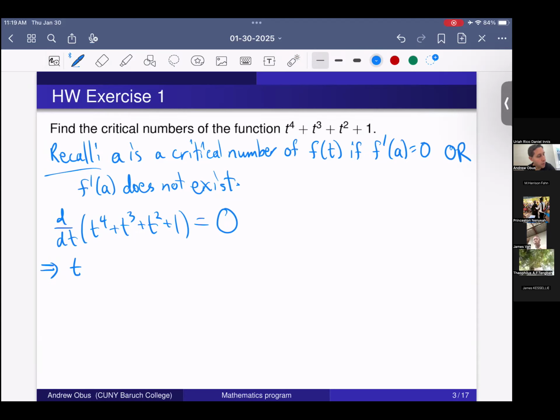Okay, I don't want the answer yet, right? It's too early to skip to the answer here. Let's do it step by step, right? We have to set this derivative equal to 0. So that means we have to take the derivative here, right? So what is the derivative first of t to the fourth plus t cubed plus t squared plus 1?